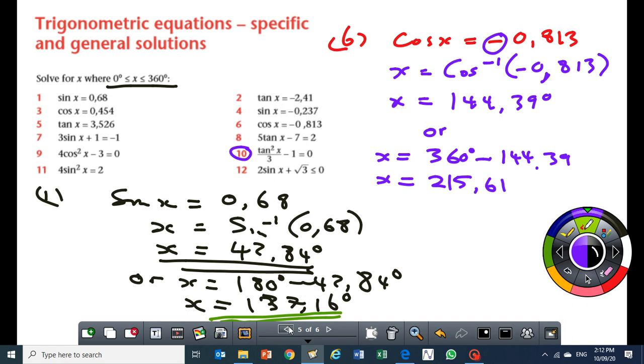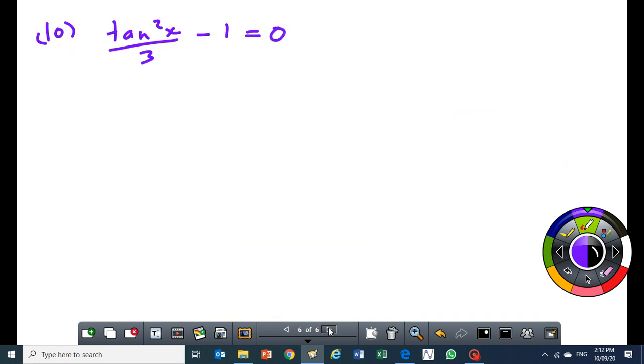Okay, so number 10 is tan squared x over 3 minus 1 equal to 0. That's what you have here. But here you just have to use your knowledge of equations. You multiply every term by 3. If you do that, you get tan squared x minus 3 equal to 0.